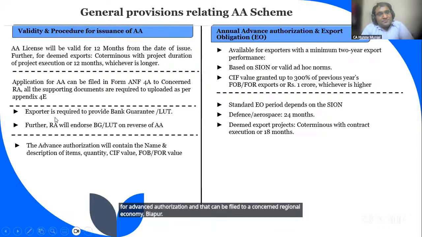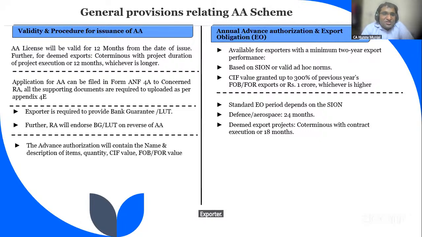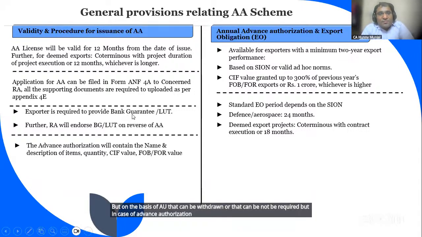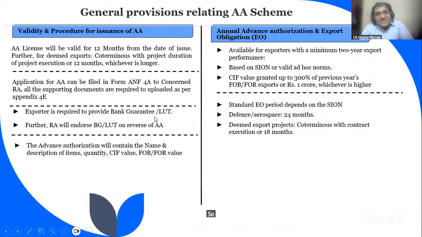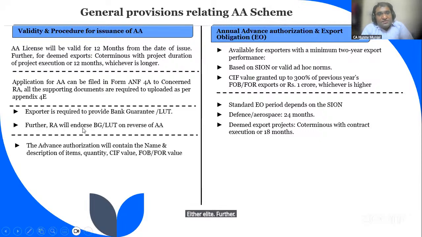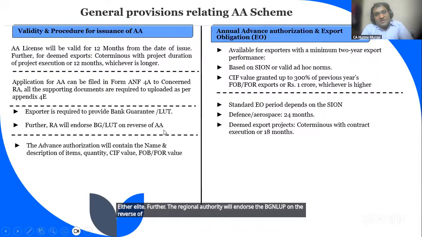Exporter, we have seen that in EPCG there is a bank guarantee requirement, but on the basis of AEO that can be withdrawn or is not required. But in case of advance authorization, there is still a requirement for bank guarantee and LUT. So we have to be very mindful: if you want to avail the benefit of advance authorization, we have to provide a bank guarantee or an LUT. Further, the regional authority will endorse the BG and LUT on the reverse of the advance authorization.